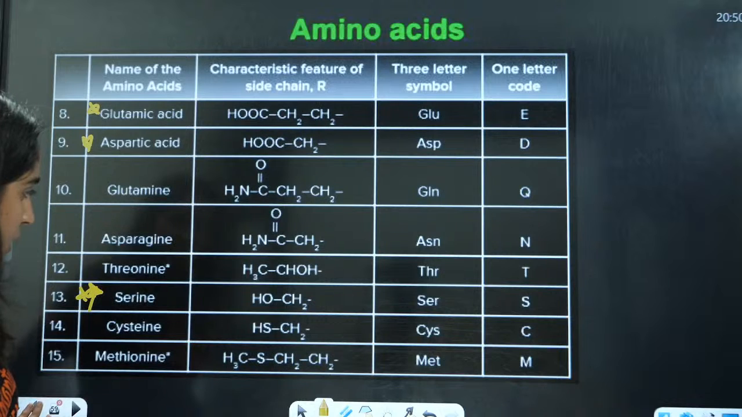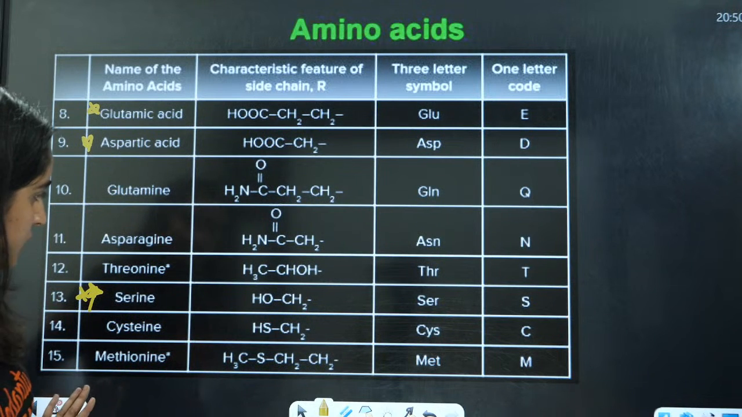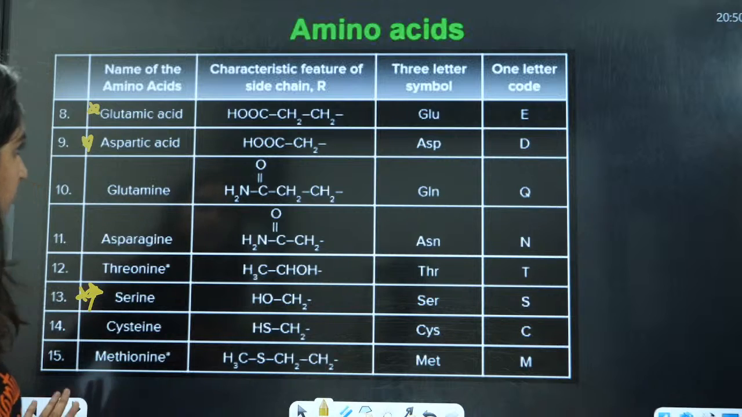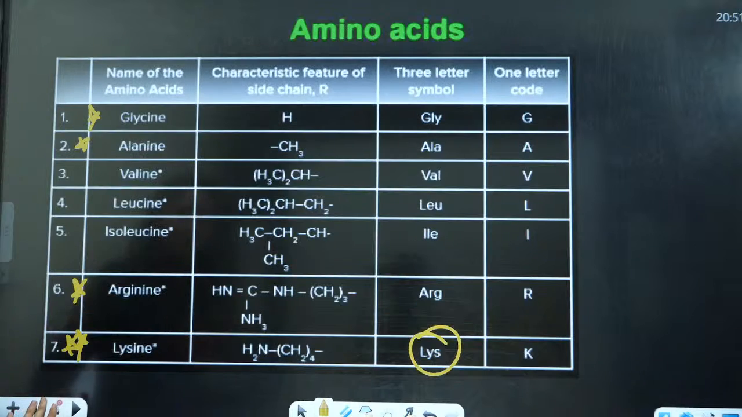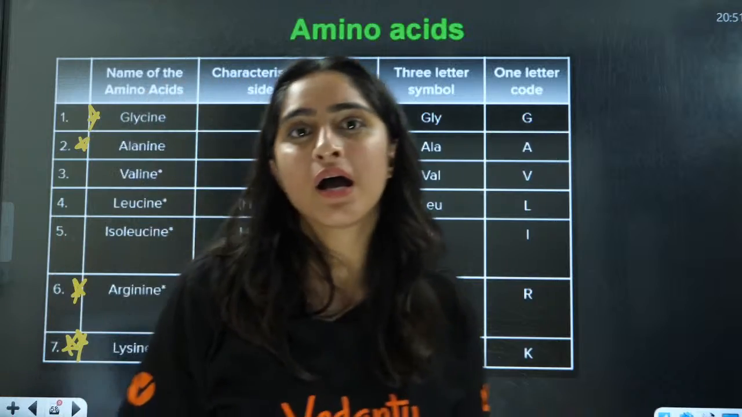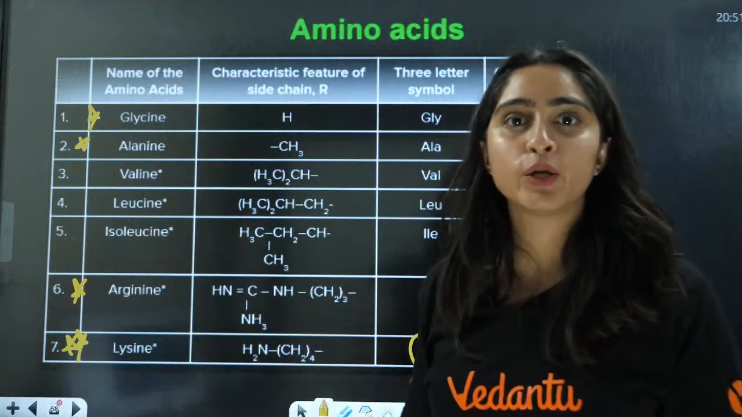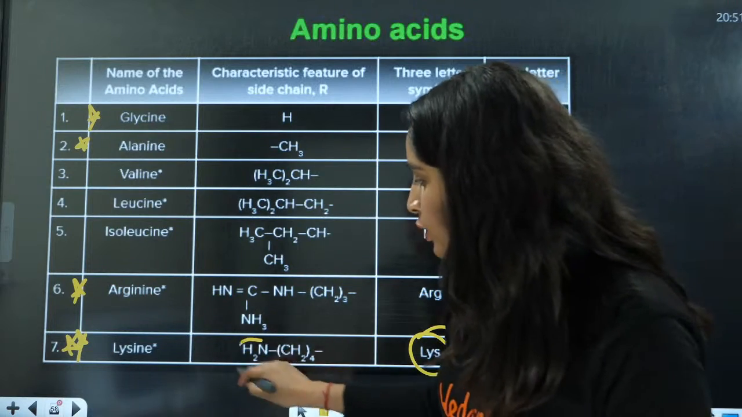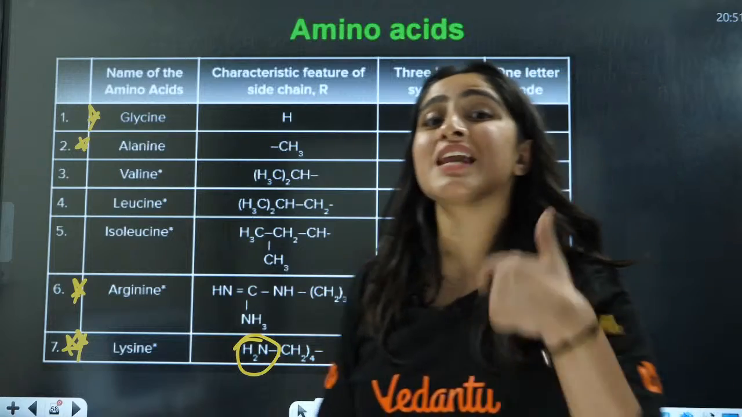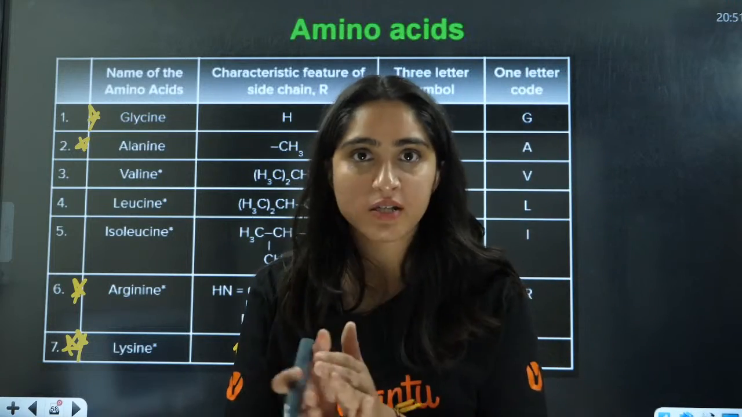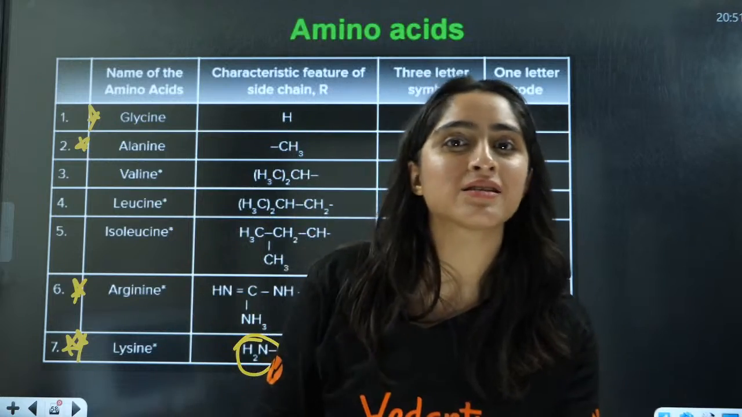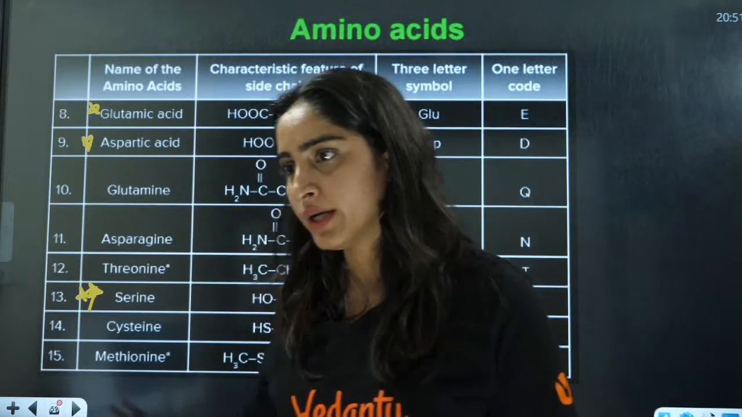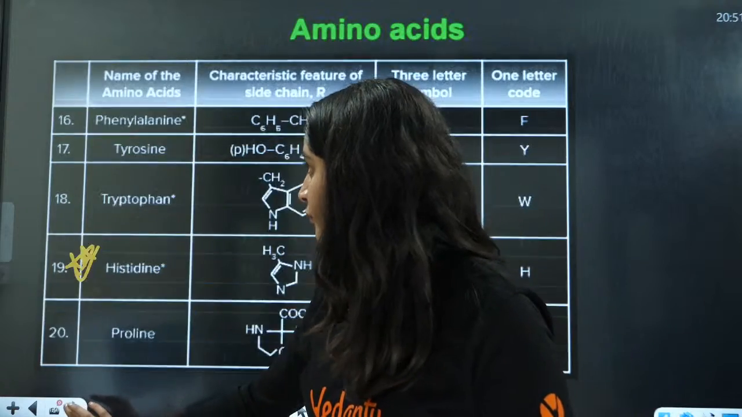Now, just one more thing. They can ask you whether lysine is a basic or acidic amino acid. Lysine has more NH2 units here, right? That means it is going to be a basic amino acid. You have to know the structures: how many basic units and how many acidic units are in that. Okay, understood? Yes, beta? Okay, perfect.